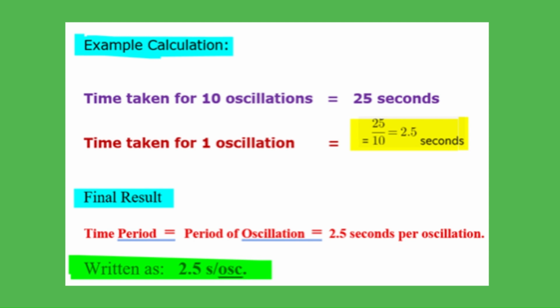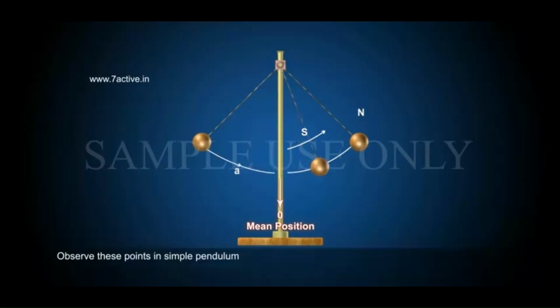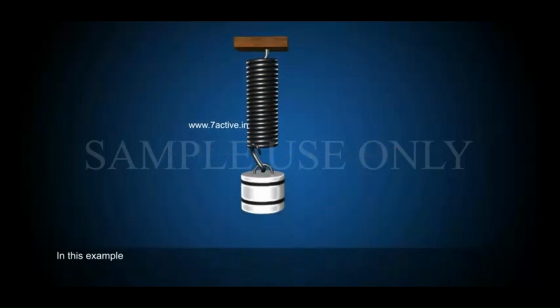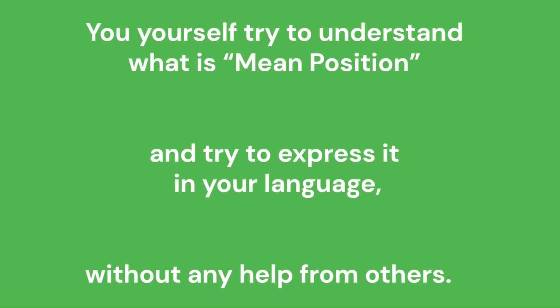Final result. Time period is equal to period of oscillation is equal to 2.5 seconds per oscillation. It is written as 2.5 s per oscillation. You yourself try to understand what is mean position and try to express it in your language without any help from others.